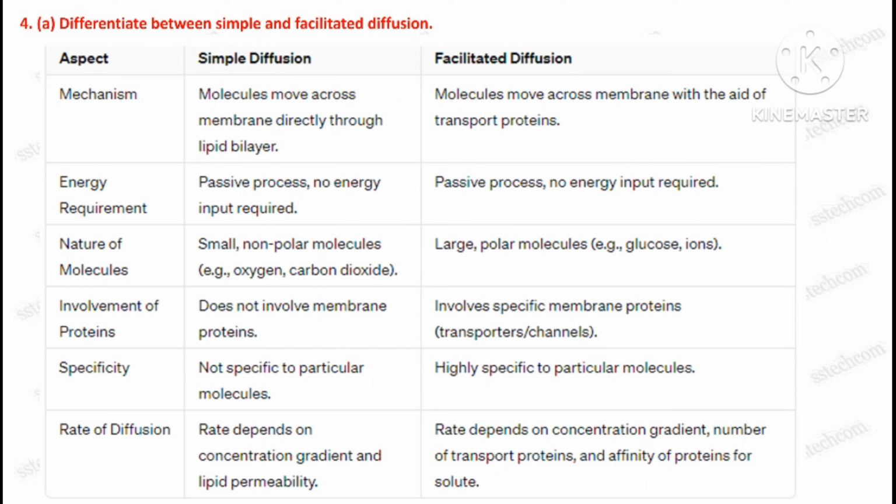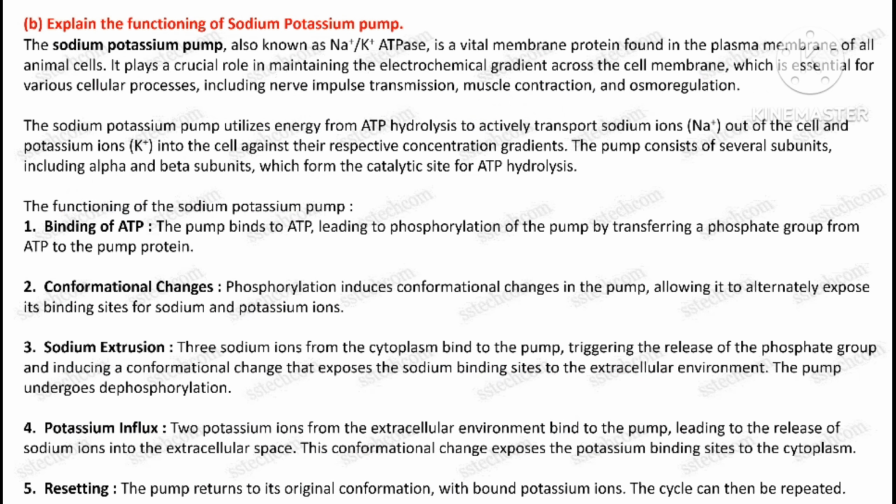Question number 4, first part, differentiate between simple and facilitated diffusion. Second part of this question is explain the functioning of sodium potassium pump.